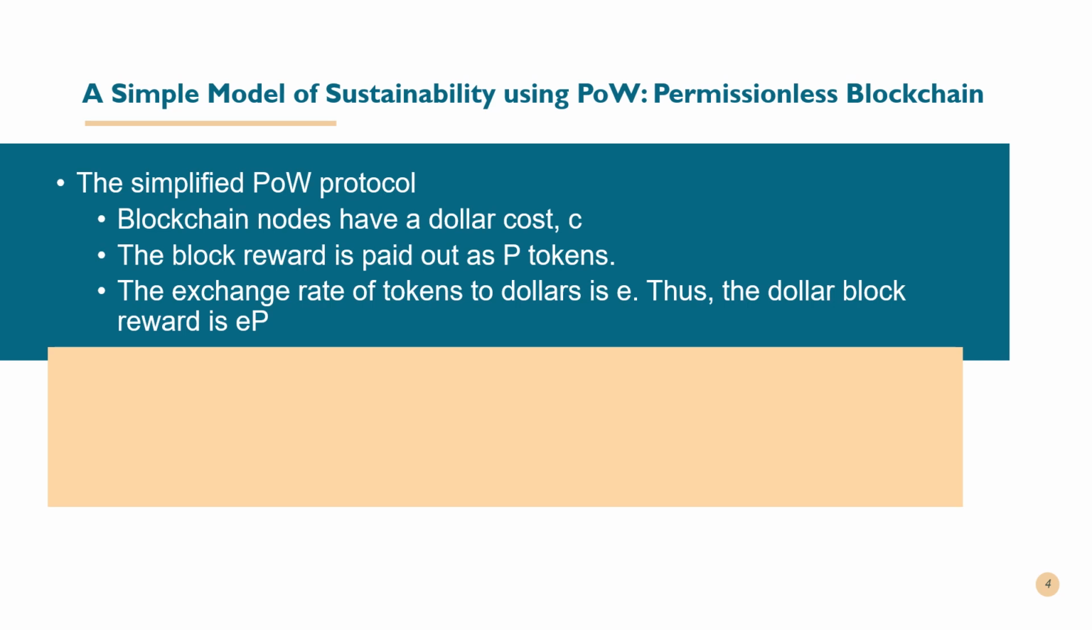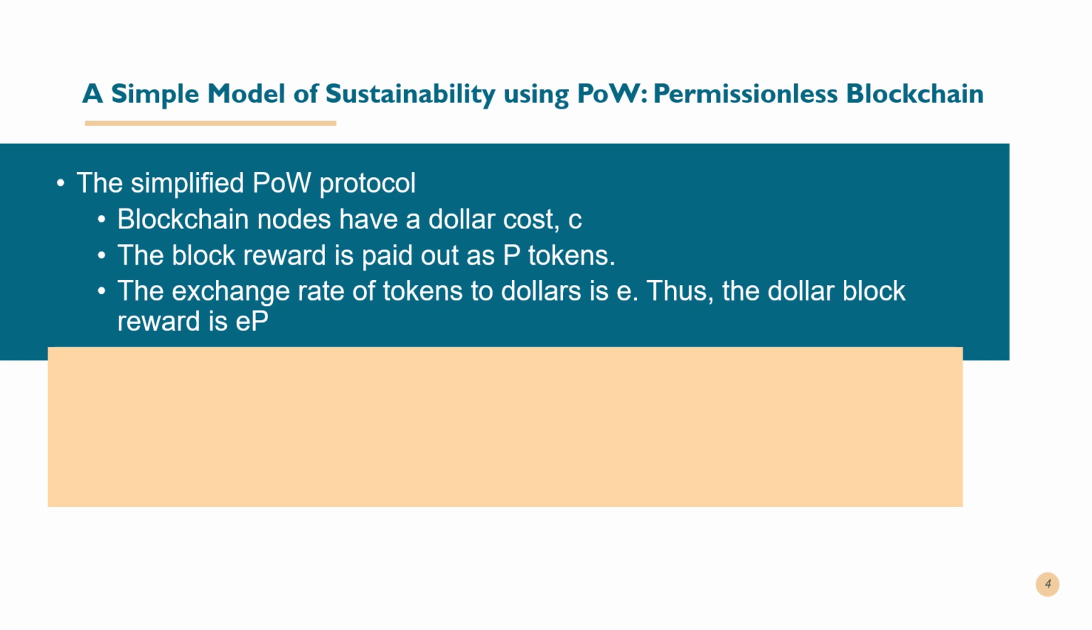In this paper, the authors have expanded the work of Budish in 2018 to consider POS systems and permissioned blockchains. First, we review Budish's model for permissionless POW blockchains to show that the POW protocol simply matters. We suppose the following throughout the analysis. First, blockchain nodes have a dollar cost C of computing for a block reward. This is the marginal cost of electricity plus equipment rental.